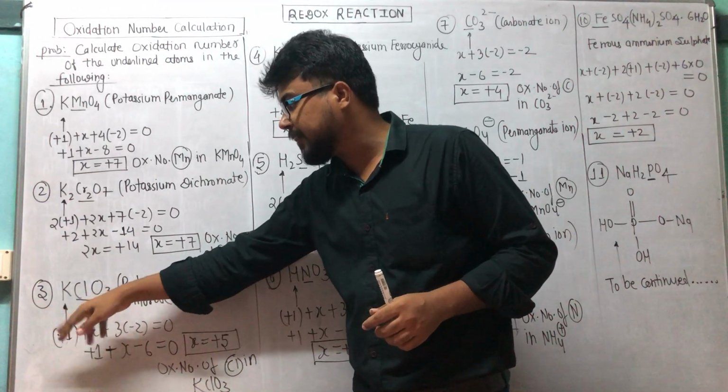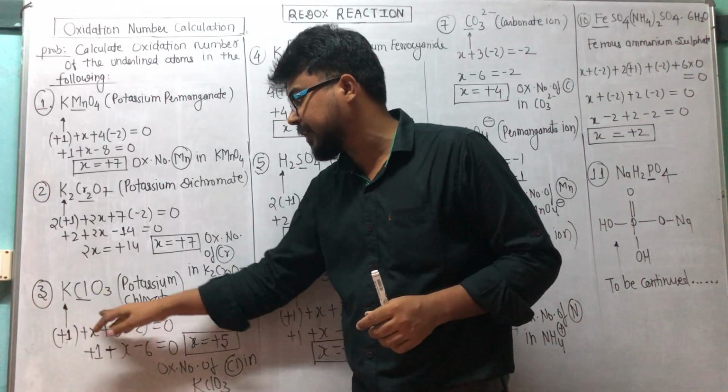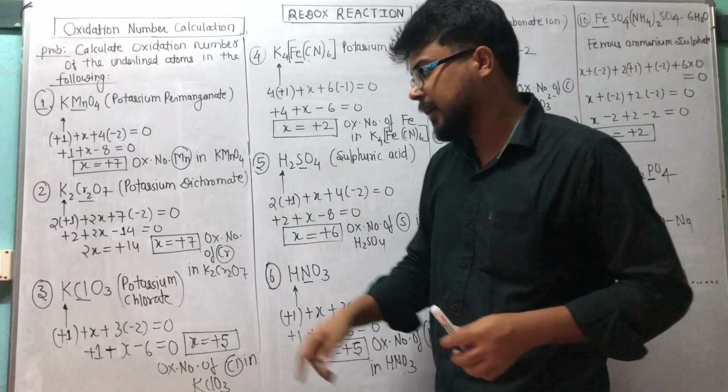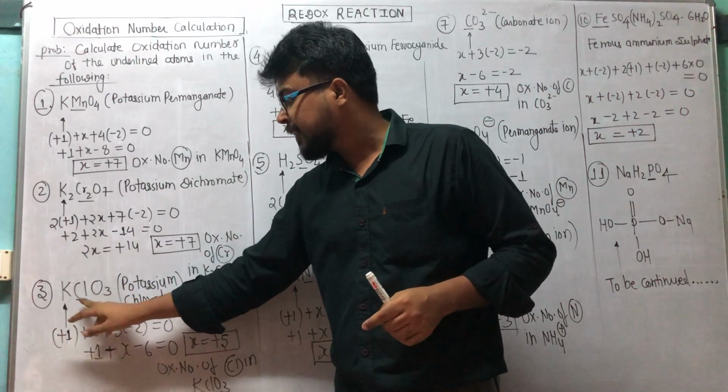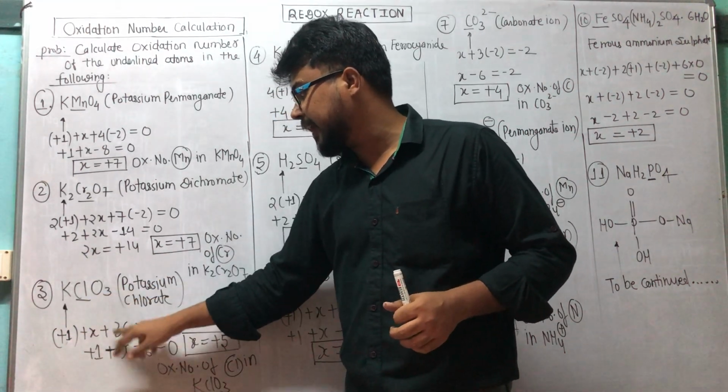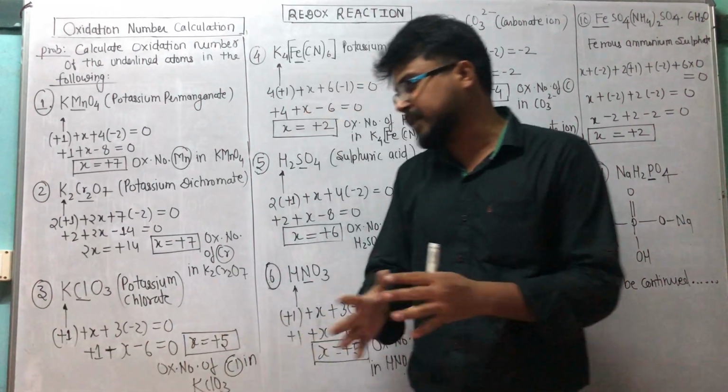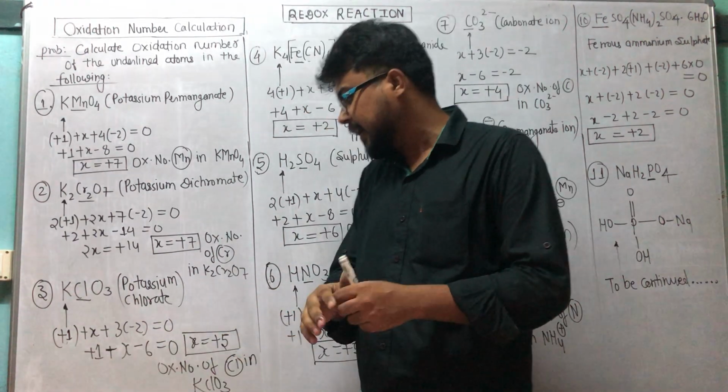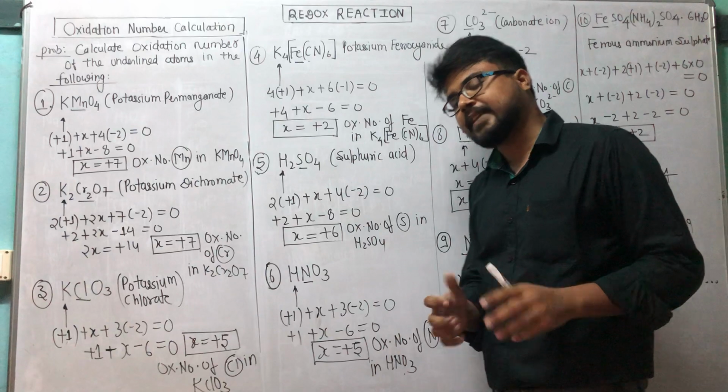Now we can do the same thing for potassium chlorate, KClO3. For K it is +1, fixed. For chlorine it is +x. For 3 oxygens, -2 each, the answer will be +5. So this is the oxidation number of chlorine in KClO3. Correct?